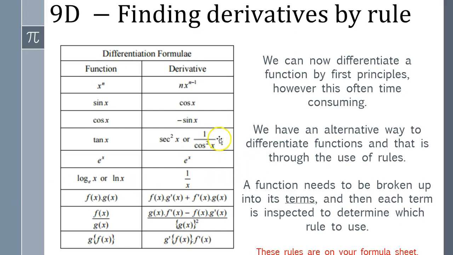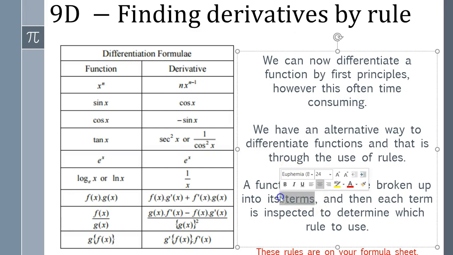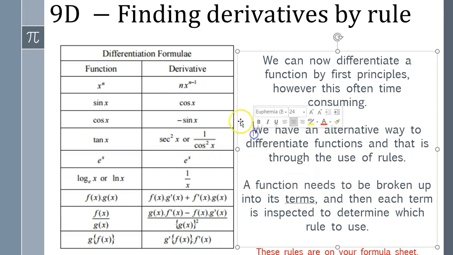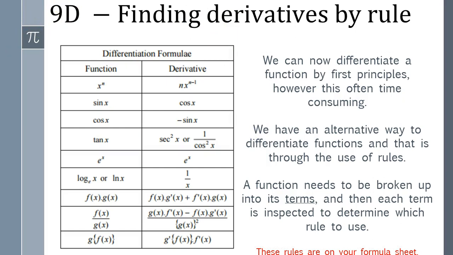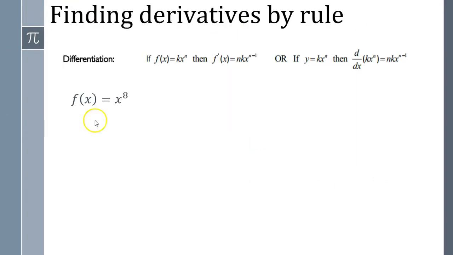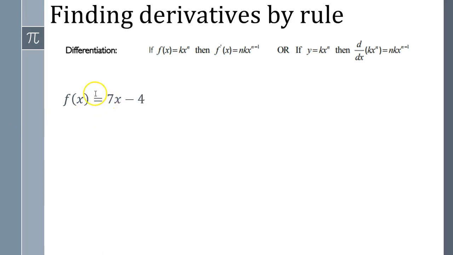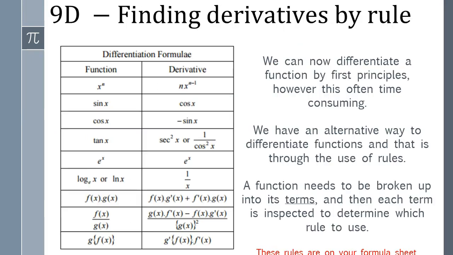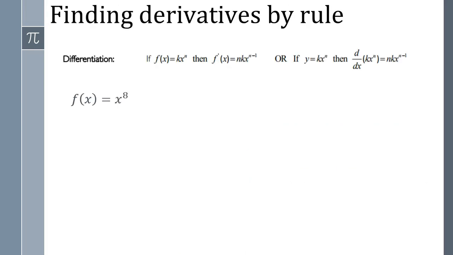So what we need to do to be able to use the rule is split the function into its terms, okay? And we will differentiate each individual term. So for example, this one here, we've only got one term. We'll only have to do one thing. Here we have two terms. We'll have to do each term separately. Here we've got 3 terms. We'll have to do 3 terms separately. Okay, so we're going term by term. We're not looking at the overall picture. We're going term by term. So let's try the first one, and we'll talk through this rule.